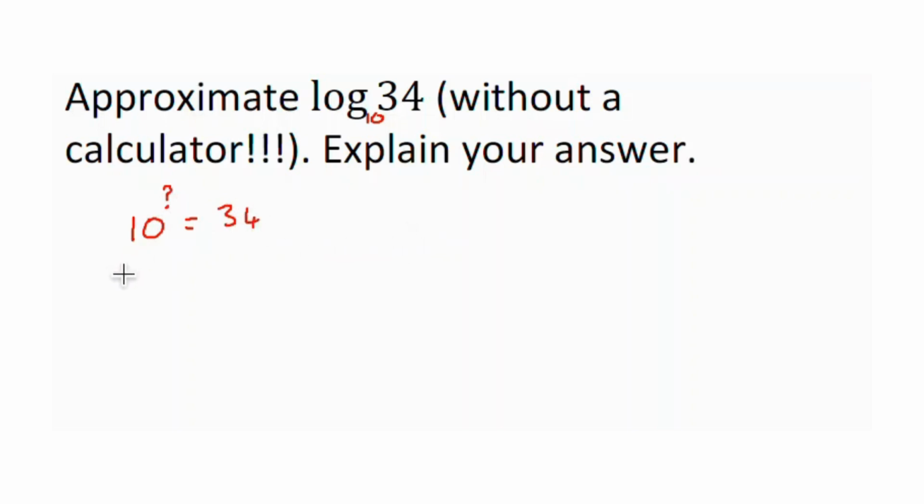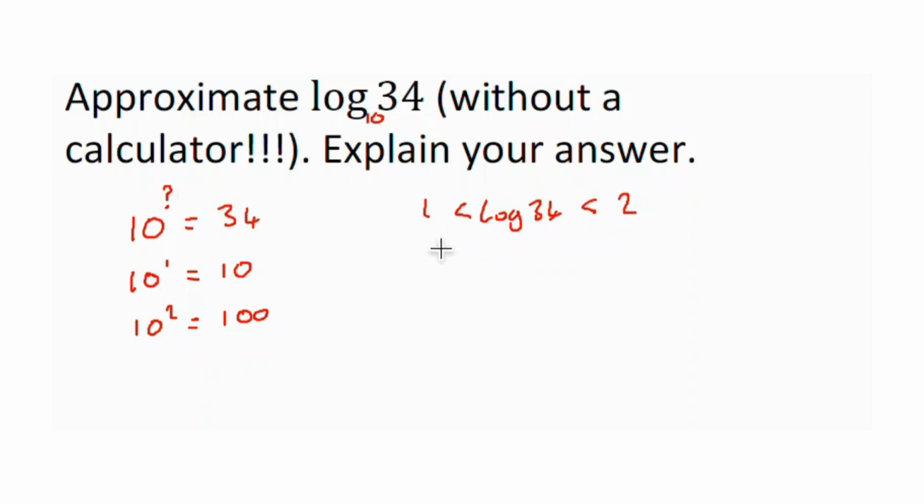Now we know some useful information to help us solve this, or approximate this, because we know that 10 to the power of 1 is equal to 10, and we know that 10 to the power of 2 is equal to 100. So that means our unknown, log of 34, must be between 1 and 2. But where between 1 and 2 is it?